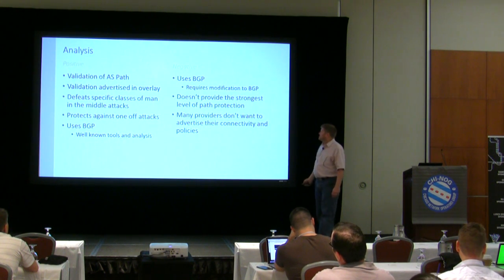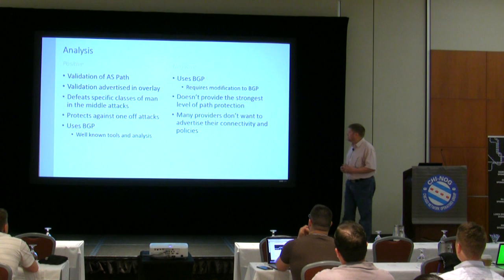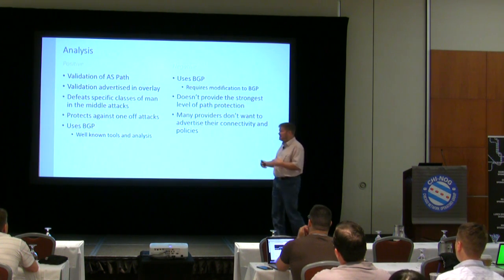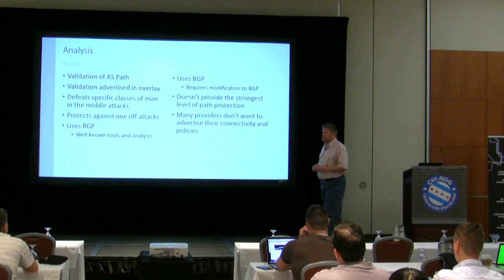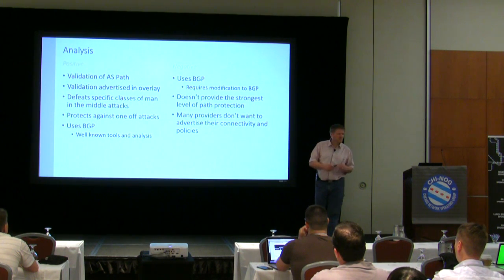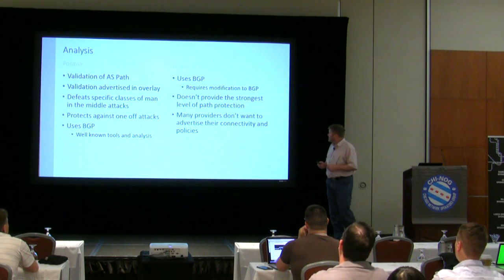Validates the AS path. Validation advertised in an overlay. Does prevent certain classes of man-in-the-middle attacks. Protects against one-off attacks. Can use BGP. I have uses BGP up here. But again, some people object to this. So some negatives, some specific providers have told me they do not want to overload BGP with this information. Doesn't provide the strongest level of path protection.